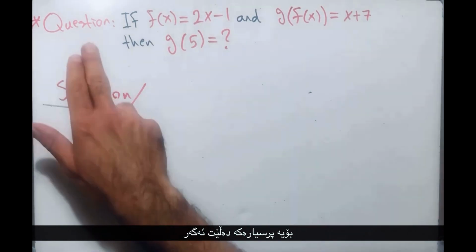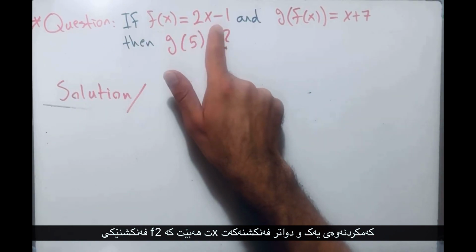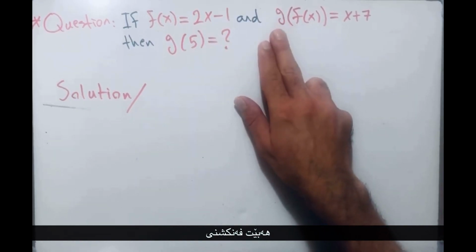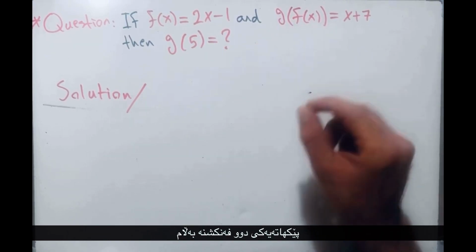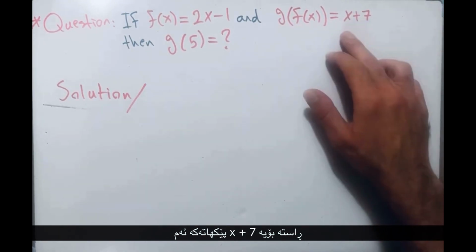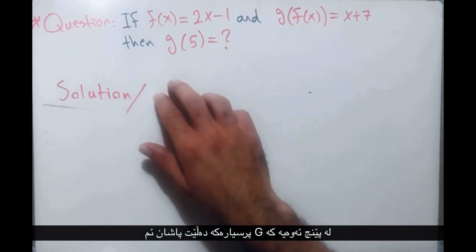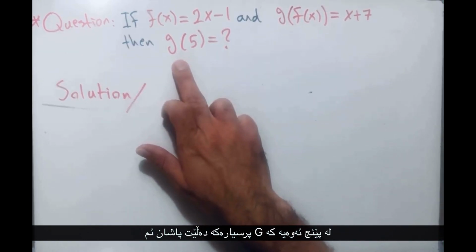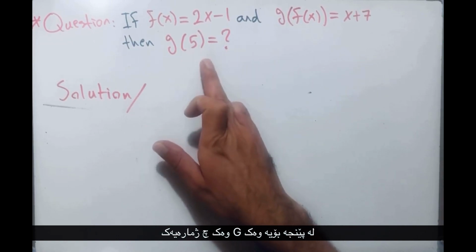So the question says, if you have a function f that is 2x minus 1, and then you have the composition function g of f of x, so it's a composite of two functions. However, the composition is x plus 7, right? So the question says then g of 5 is what? What number is g of 5?